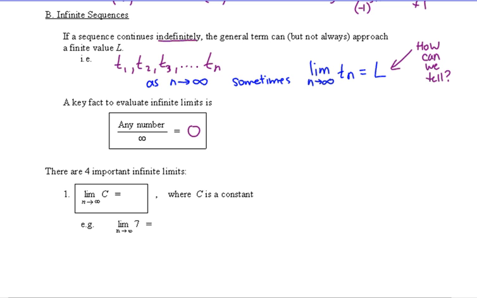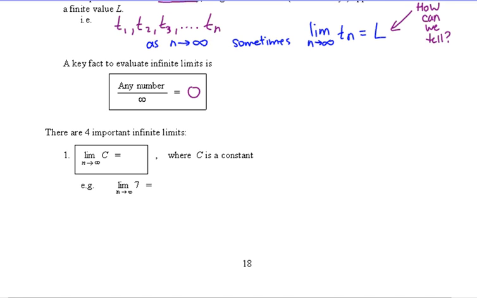There are also 4 other limits we need to look at. So the limit, if we have a constant, so c is some constant. So think of it as a function, y equals 2.